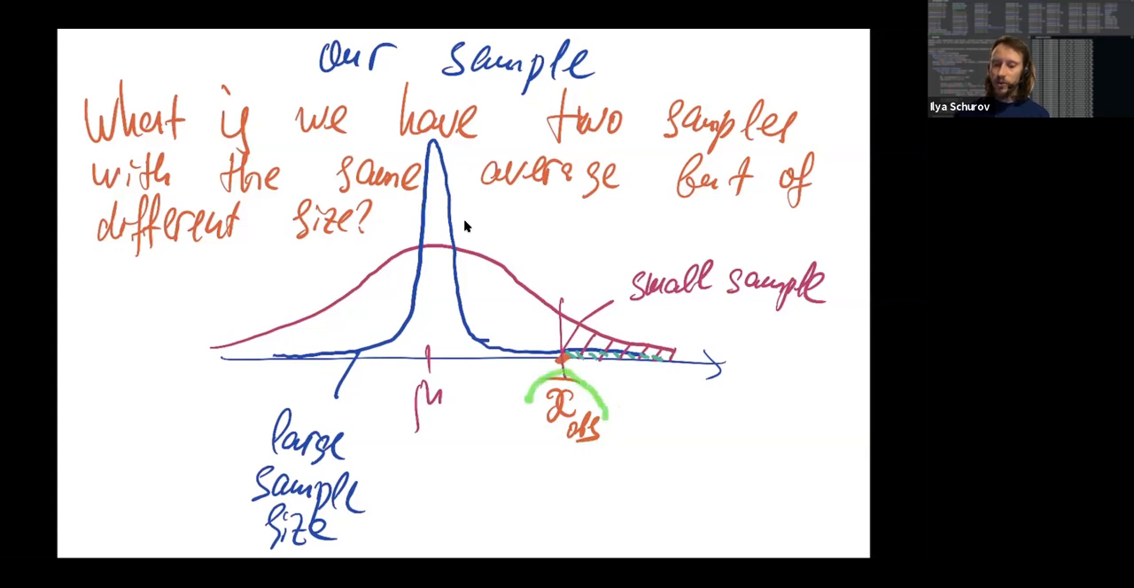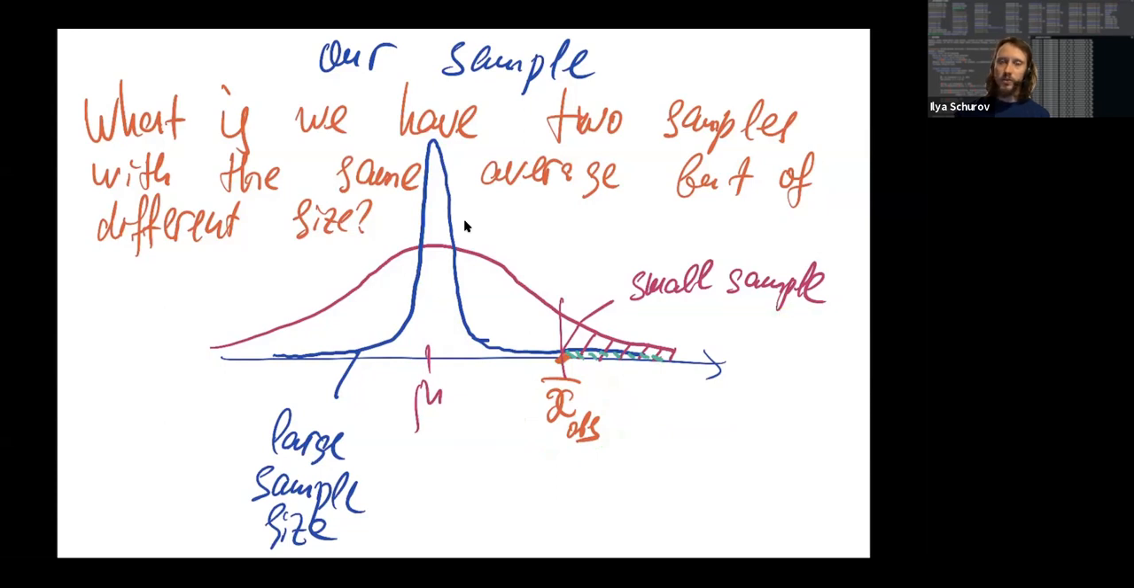If I observe this value as a sample average for a small sample, it will not be significant. I mean, we will not reject the null hypothesis because this p-value may be large. But if I consider a large sample size, then the theoretical distribution of my sample averages will be much more narrow and the corresponding p-value will be much less. And it is possible that I will reject the null hypothesis. So you see that the same value of X bar observed can lead us to different conclusions depending on the size of the sample.